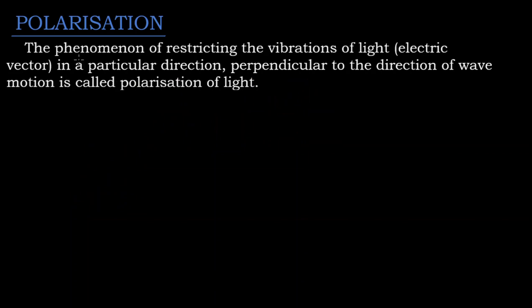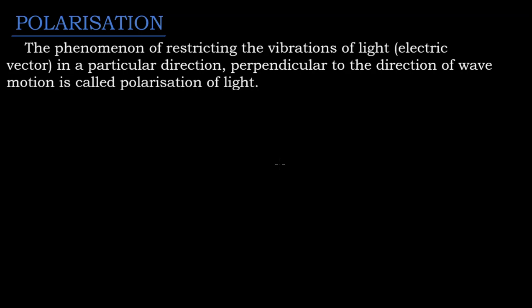Polarization is nothing but the phenomenon of restricting the vibrations of light. When we say light, we mean the electric vector, in a particular direction perpendicular to the direction of the wave motion. So if somehow we are able to restrict the vibrations, that means we cut off the other vibrations and allow only one vibration, that means the vibration only in one particular direction, then that method is known as polarization.